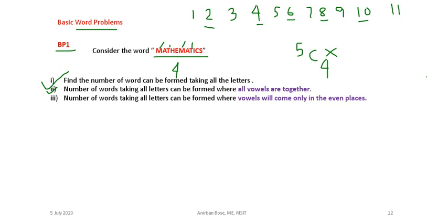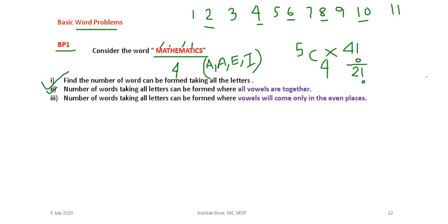can arrange among themselves in how many ways? They can arrange themselves in 4 factorial ways divided by 2 factorial. Why 2 factorial? Because if you remember, there are 2 A's in the vowels. These are the vowels.